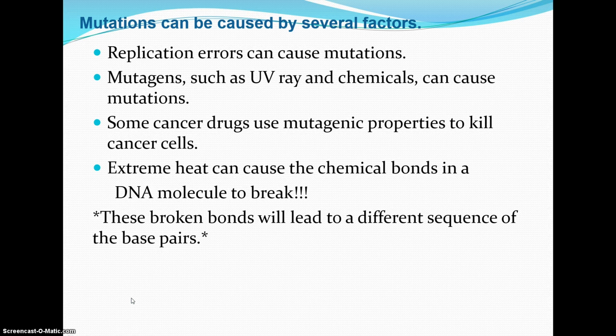Mutations can be caused by several factors. Replication errors can cause mutations when a cell copies its DNA: if it does not copy it 100% correctly, that will cause a mutation. Mutagens, such as UV rays and chemicals, can also cause mutations, and they can also be called carcinogens. You've probably heard that in relation to smoking, smog, those types of things.